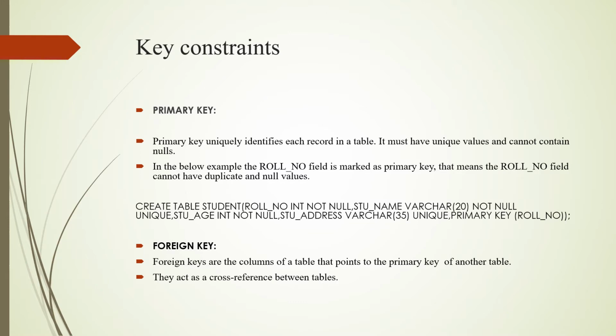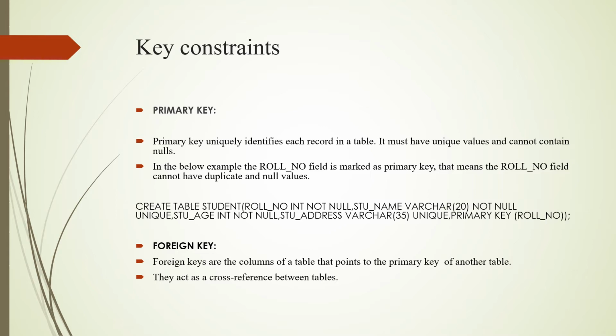Key constraints: primary key and foreign key. A primary key uniquely identifies each record in a table. It must have unique values and cannot contain null values. A table will have a lot of records, and each record can be identified by this primary key. In the given example, roll number, name, address, and age are all values, and roll number is given as the primary key.